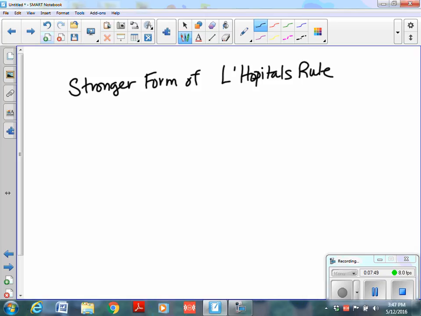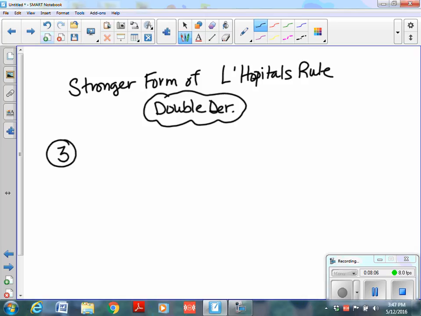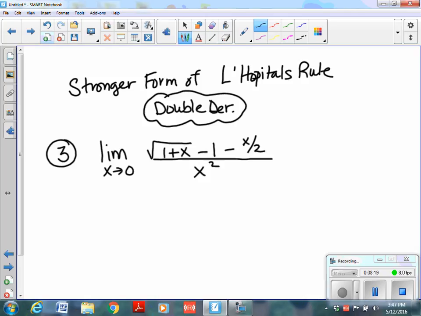The stronger form of L'Hopital's rule is to keep taking the derivative. Find the derivative twice, so find the double derivative. Here's an example, Example 3: the limit as x approaches 0 of the square root of 1 plus x minus 1 minus x over 2, divided by x squared.